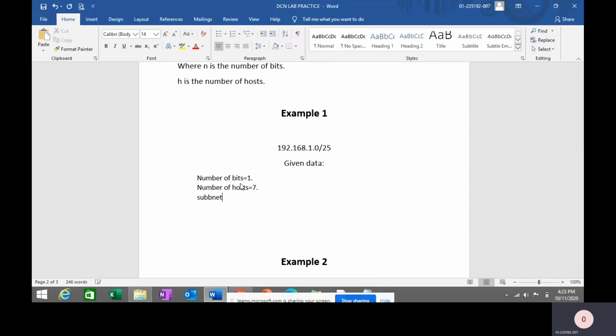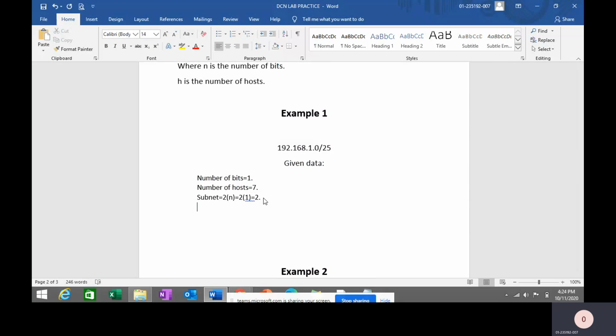There's a formula for calculating the subnets, that is 2 power n, and you need to mention this formula. We have 2, and the power we have is 1. So we can say that we can create 2 subnets of this IP address. This IP address will have 2 further IP addresses. Okay, so one thing is solved.